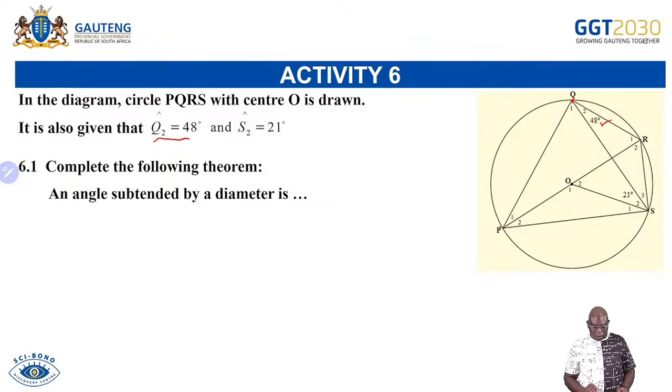Okay, that's given. S2 is 21, that's given. Complete the following theorem: an angle subtended by the diameter. So they're giving you the answer there. Here's a diameter. Here's an angle subtended by the diameter. That angle will be 90 degrees. Already I've got one angle. Angle subtended by the diameter, that angle here will also be 90 degrees. Obviously, that will be a cyclic quad, opposite angles supplementary. So here, you just say 90 degrees, or you can just say right angle.